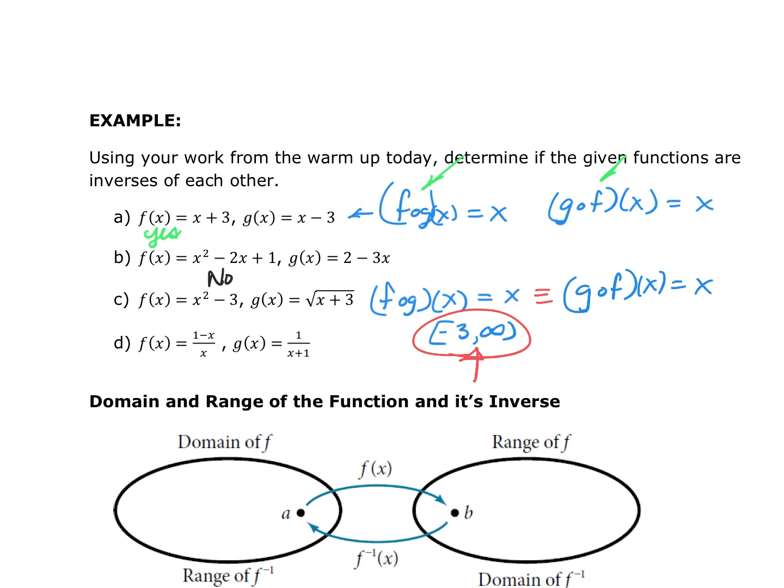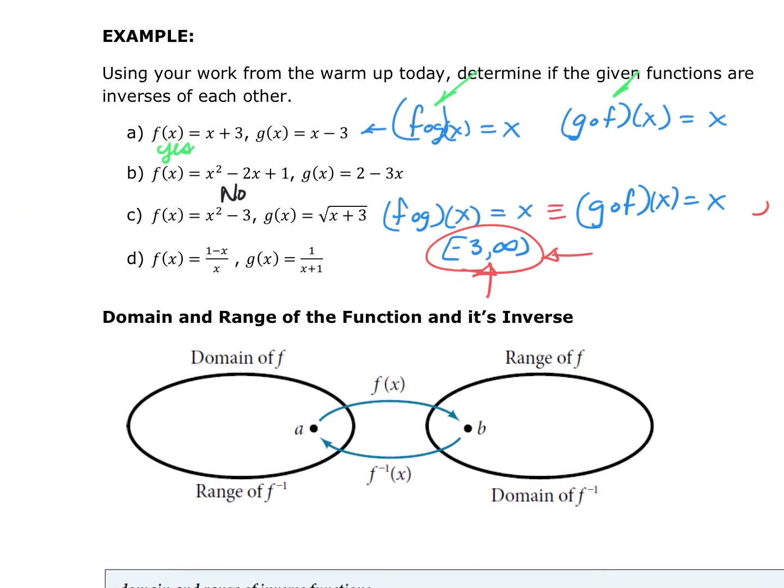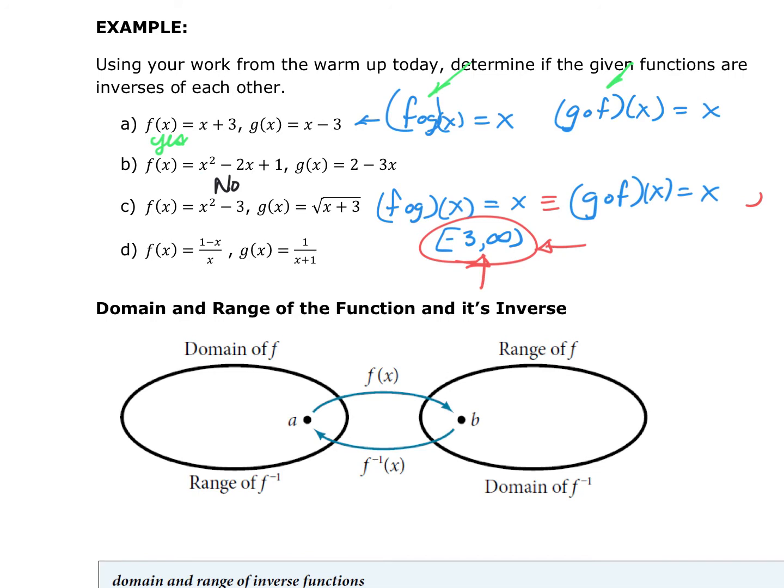So what does that mean? This is one of those cases in which I'd restrict my domain. This is going to be true on this restricted domain. So I could say, oh, these are inverses of each other, provided, of course, that x is greater than or equal to negative 3. And on our last example, we did not get them to be equal to each other, so we know that this one is a no. So I have only one yes and one that's sort of, if I restrict the domain, okay, it works out.